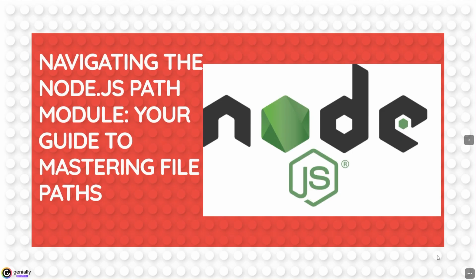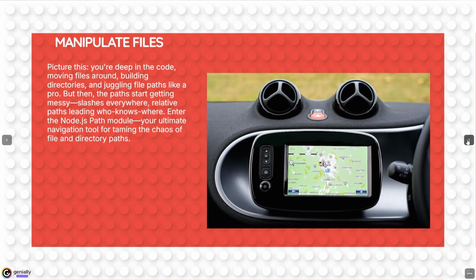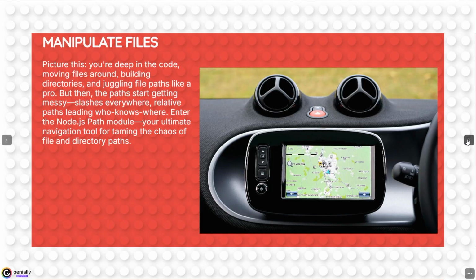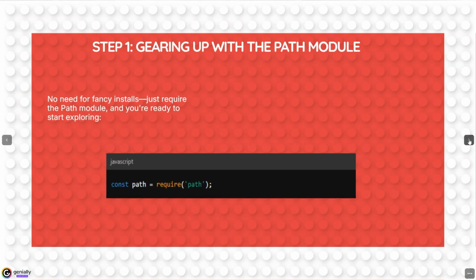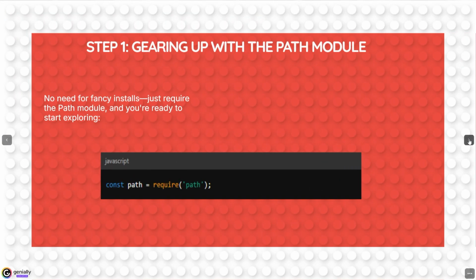In this video we are gonna talk about the Node.js path module. Picture this, you are deep in the code, moving files around, building directories and juggling file paths like a pro. But then the paths start getting messy. Slashes everywhere, relative paths leading who knows where. Enter the Node.js path module, your ultimate navigation tool for taming the chaos of file and directory paths. No need for fancy installs, just require the path module and you are ready to start exploring.